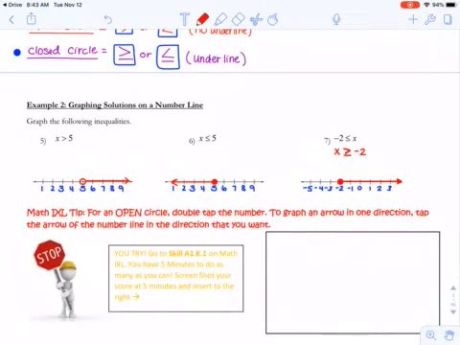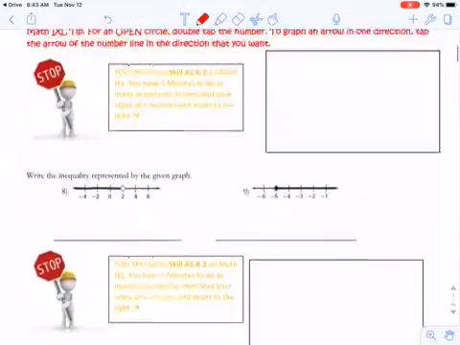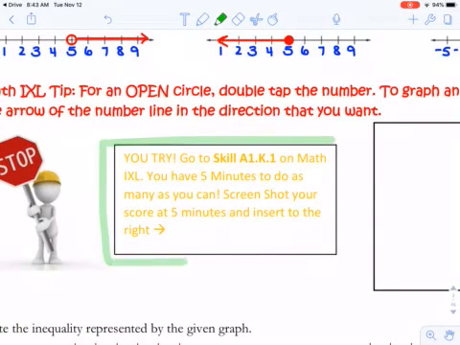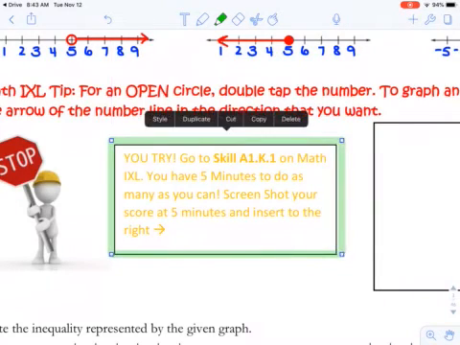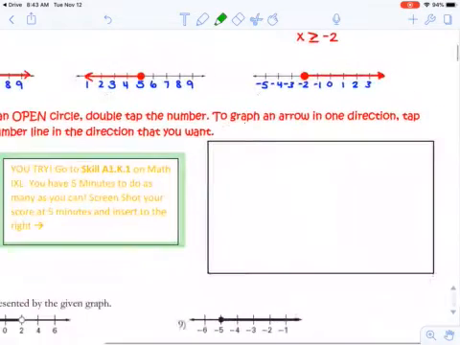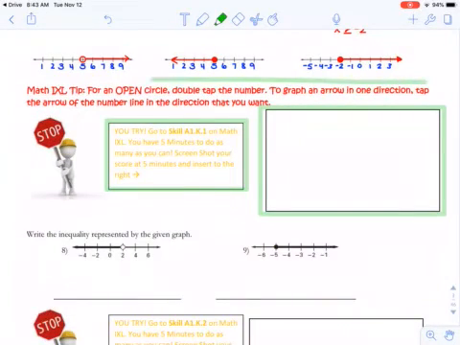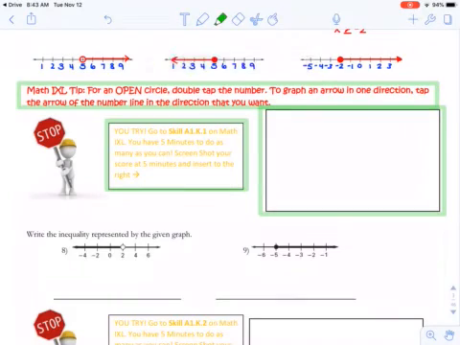So I am going to have you guys try some examples on Math IXL. So I want you guys to go to the skill. It's in the skill section, letter K. So I want you guys to have about 5 minutes to try to get as many points as you can. After 5 minutes, take a screenshot and put the screenshot in this box so I can see how many points you got. Okay, and then there's one tip here. It says for an open circle, you need to double tap the number. So you're going to tap the number that you're graphing, and then you are going to double tap if you want it to be an open circle. So Mr. G and Jenny can come around and help you guys if you need help with that.